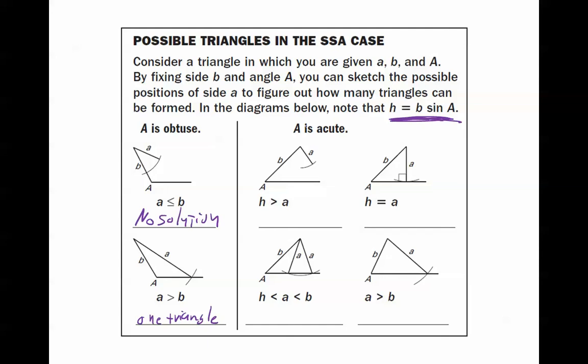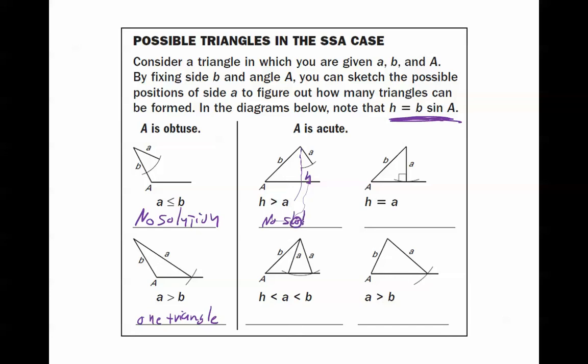If A is acute, however, that's different. We're going to have a lot of different situations if it's acute. So if we calculate the height, and you should see in this picture, think of this line right there as being the height. And so you can see that if the height is larger than A, then A will not be able to reach the line down here. So if this line is longer than this line, we cannot make a triangle. So that would be no solutions.